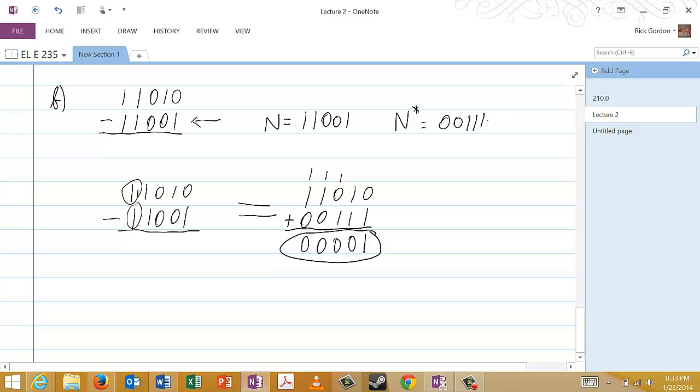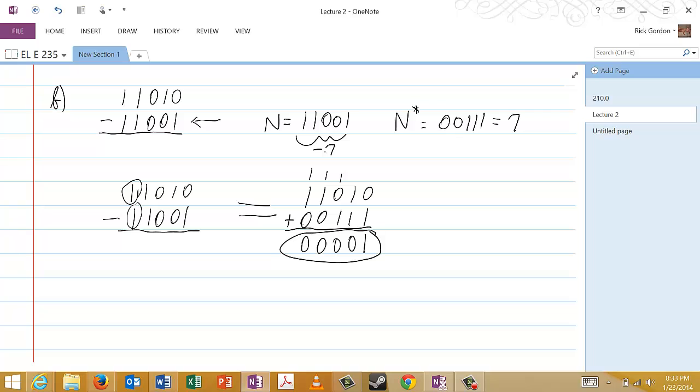Now we recognize this number, in decimal, as simply 4 plus 2 plus 1. This is the number 7. And therefore, remember the 2's complement is always the negative, so that means that this number right here must be negative 7. Okay? So now we figured out what that second number is.